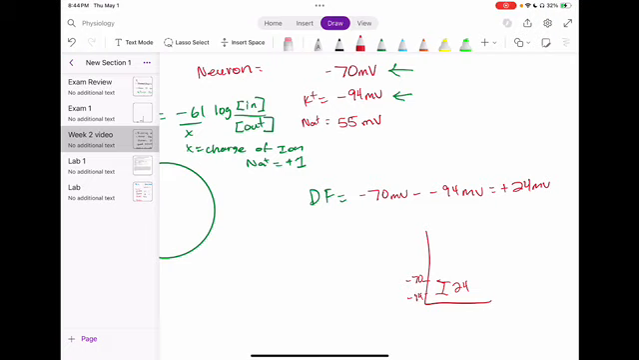But if we look at this driving force, how much charge do we need to make up here? We have negative 70 minus 55 millivolts. That's going to give us a membrane potential, or a driving force, I'm sorry, of negative 125 millivolts.